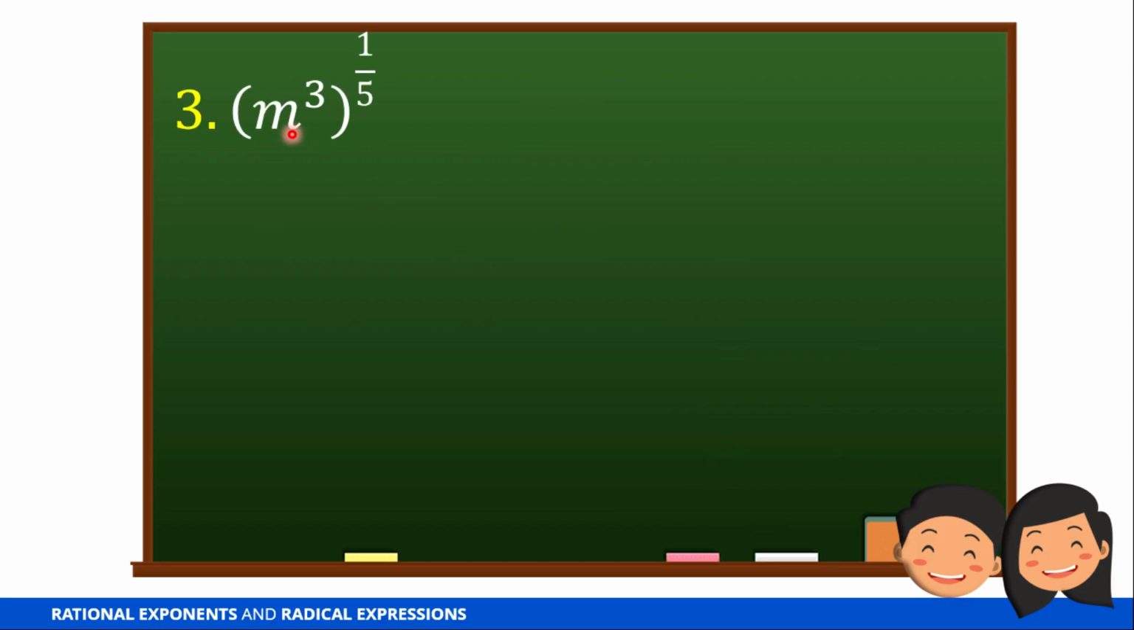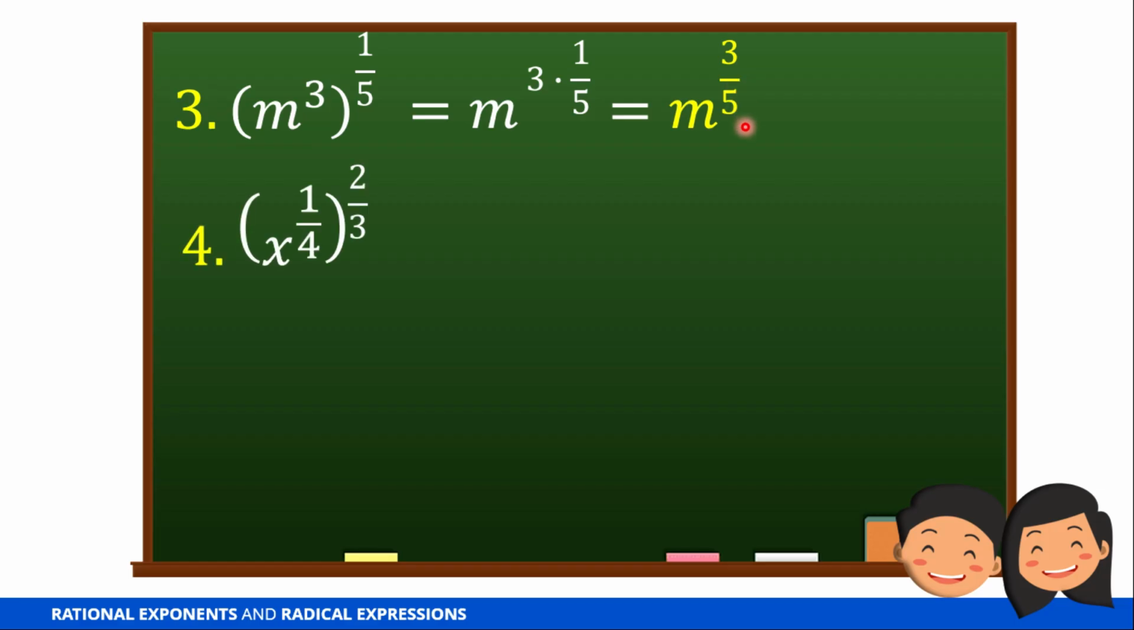Next, we have the quantity m cubed raised to 1/5. Para ma-simplify ito, just multiply yung ating rational exponent dito sa exponent ng m, which is 3. So, magiging, okay, so yung 3, i-multiply lang natin sa 1/5. Alam naman natin na ang 3 ay may denominator na 1. So, 3 times 1, that is 3. And then, yung 1 na denominator ng 3 times 5, that is still 5. So, ang ating final answer ay m to the 3/5 power.